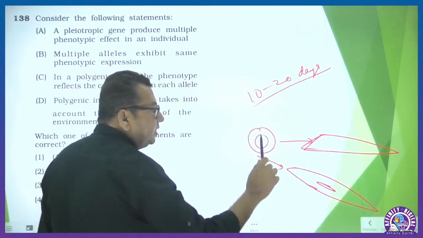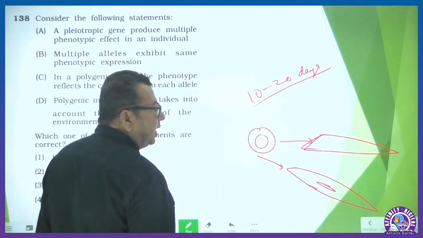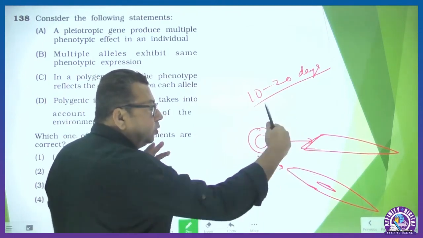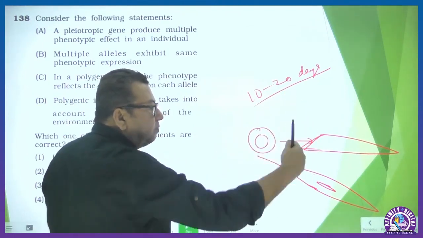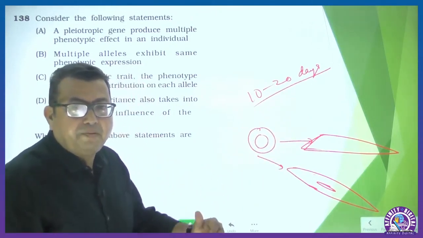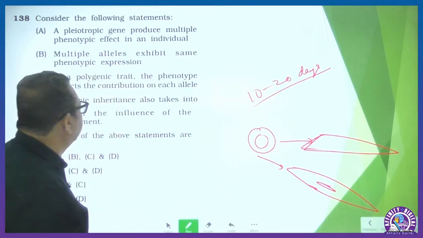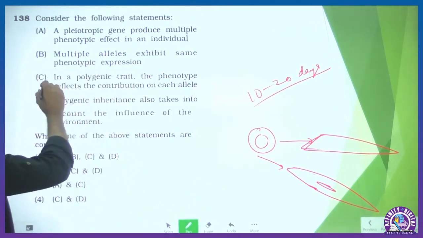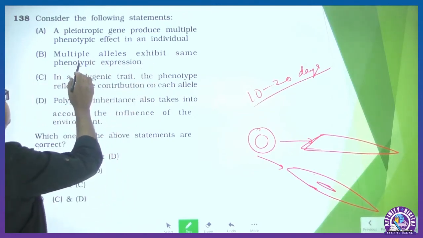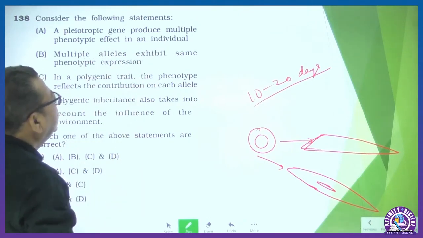RBCs are destroyed mainly in the spleen. So the spleen has to work more, and therefore spleen enlargement occurs, called splenomegaly. Blood flow to the vital organs is also blocked, so they are affected. Ultimately the person becomes anemic, producing multiple effects. So, a pleiotropic gene produces multiple phenotypic effects in an individual.